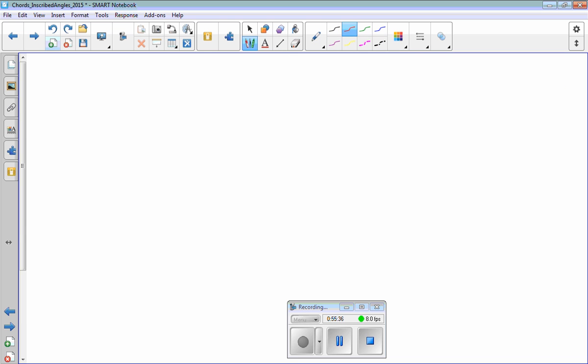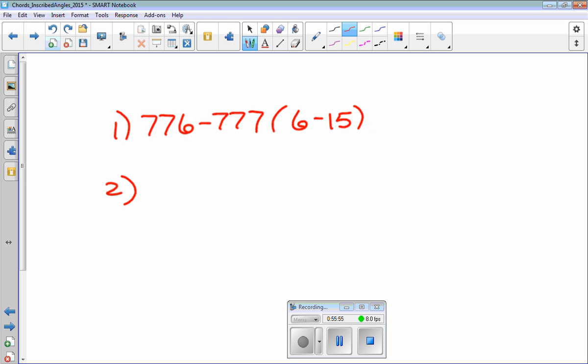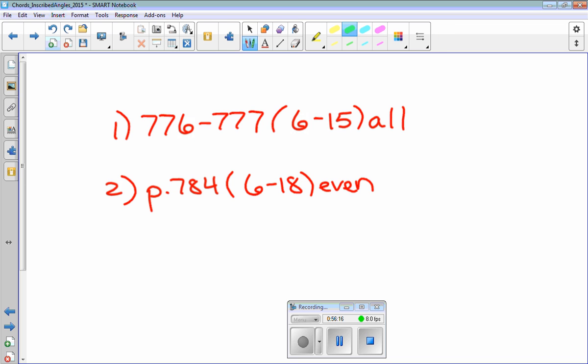There are two pages you're going to do, okay? Pages 776 to 777. I'm going to have you do 6 through 15, all. You don't need to draw the pictures because they're in the book, but if it helps you to draw them, that's fine. And then the inscribed angles on page 784. I'm going to have you do the even ones here, 6 through 18 even. So you don't have too much homework, okay? But again, quiz next class as well, okay?